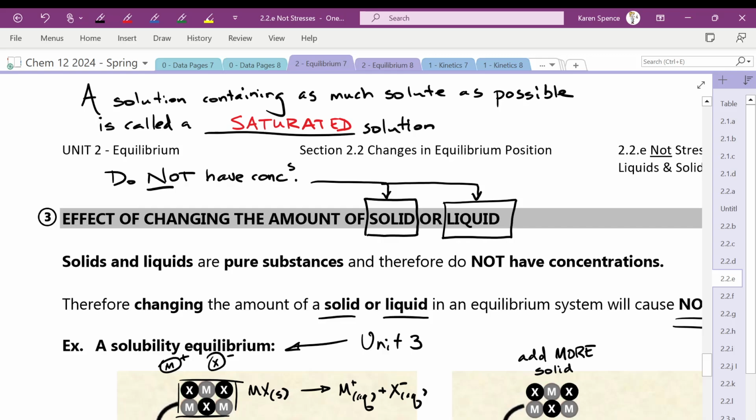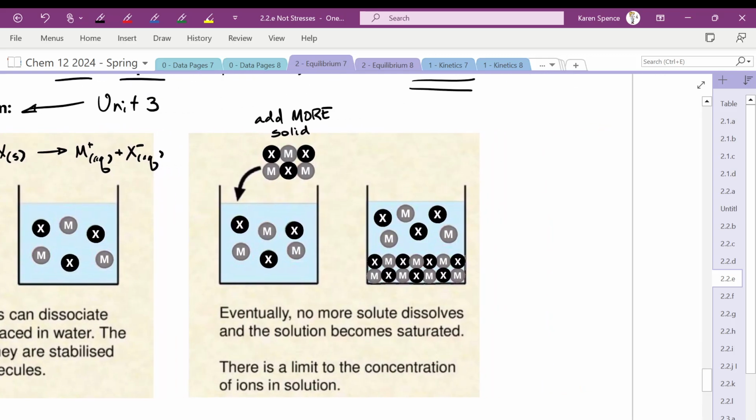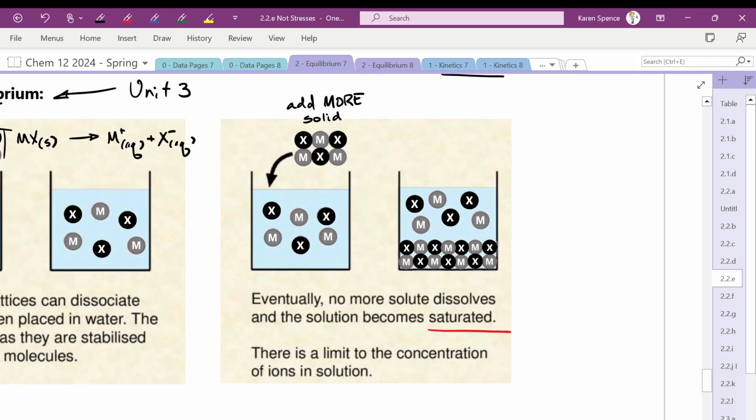So we're going to add more solid and we're going to stir, and we're going to add more solid and we're going to stir. And eventually we will end up with a solution where no more solute dissolves and the solution becomes saturated. So there is a limit to the concentration of the ions in solution, and that's what Unit 3 is going to be all about, these saturated solutions.